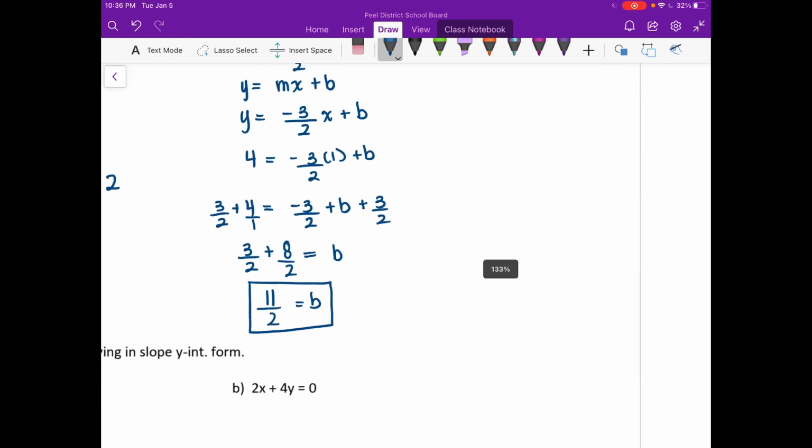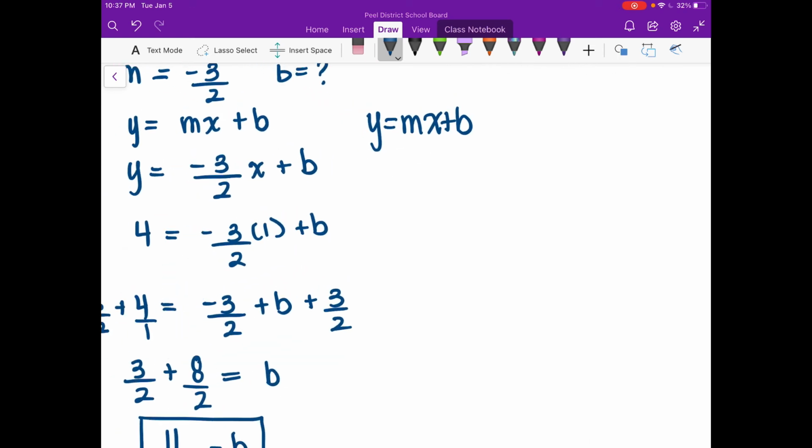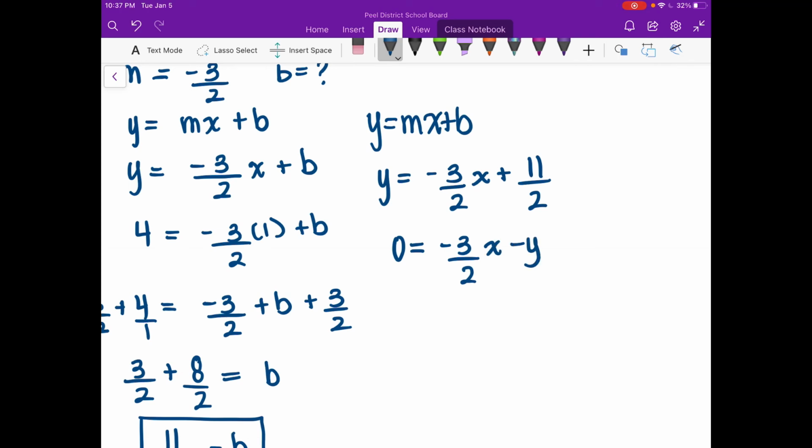Right? So then I'm just going to go and put that into my equation. I'm going to say y equals mx plus b. And I really was trying to leave this space for me to write the steps, but it's okay. I'll write them somewhere else. y equals mx plus b. So y equals negative 3 over 2 x plus 11 over 2. Right? Let's move the y to the other side. So this equals negative 3 over 2 x minus y, because I did y minus y to get 0. Okay, so I'm left with that.